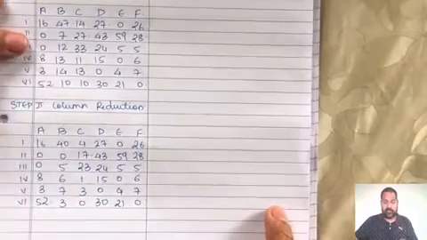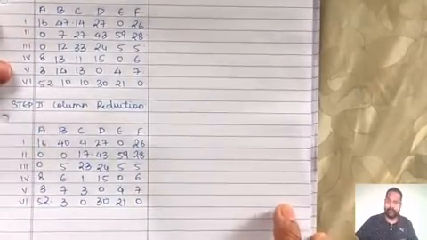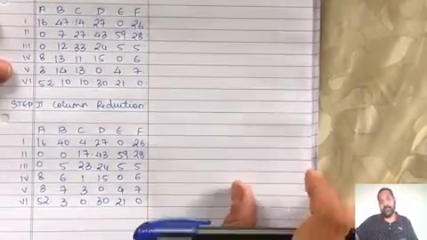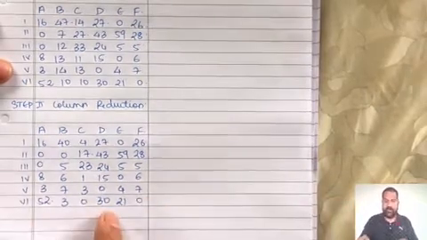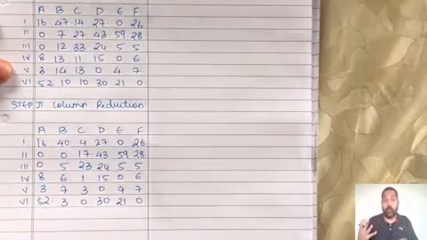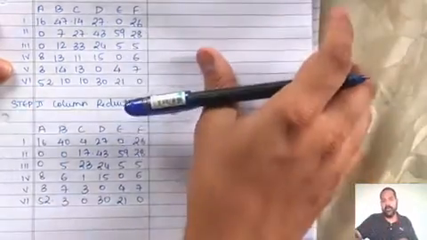Step 1 row reduction, step 2 column reduction. Done. We now move on to step 3 and that is assignment. Sir, can we assign in this? Technically you can, but I don't want you to. I want you to make a new table.